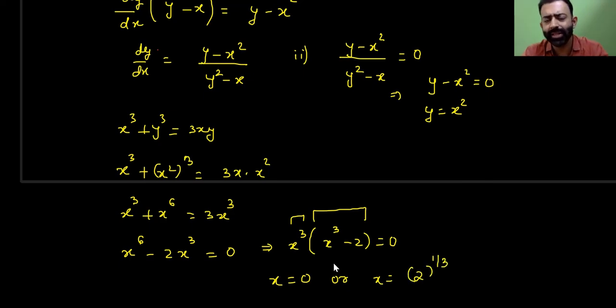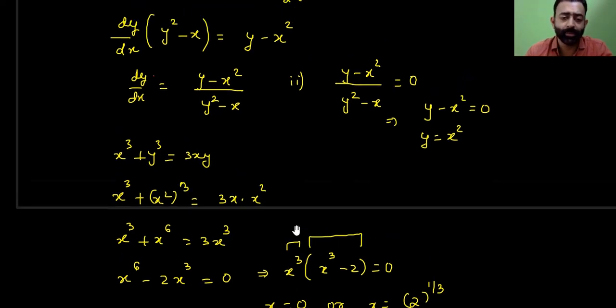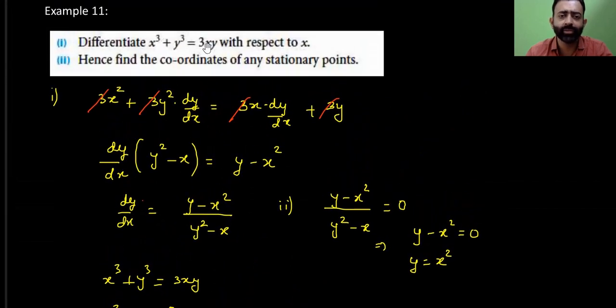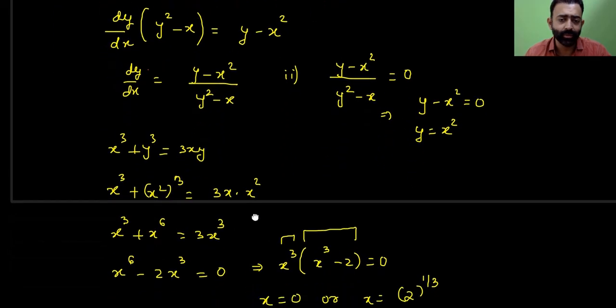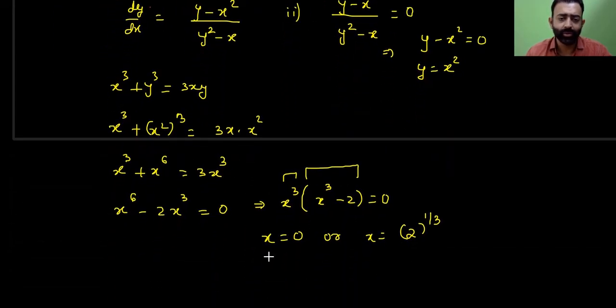Let us check whether x equal to 0 is acceptable or not. If we put x is equal to 0, you will get y cube as 0, so y is 0. Obviously 0 comma 0, which is our origin, and there is nothing wrong with the origin. So one stationary point you will get is the origin. If x is equal to 0, y is equal to 0, and if x is equal to 2 raised to power 1 by 3, y will be x square, right? So here y is 2 raised to power 2 by 3.